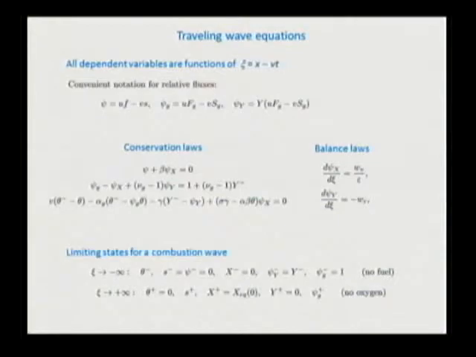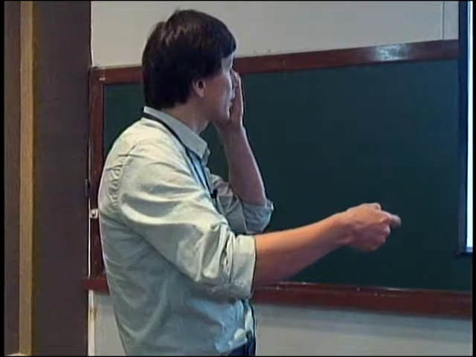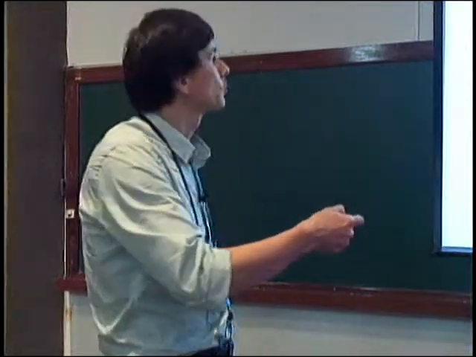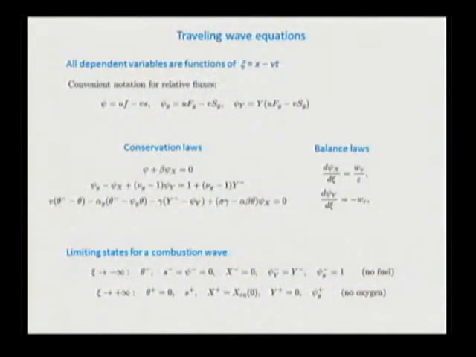you reduce to a system of ordinary differential equations. The conservation laws can be integrated directly, so we have algebraic equations. And the balance laws become 2 ordinary differential equations. So we have 5 equations, 3 algebraic and 2 ordinary differential equations. And since it's a traveling wave, we have 2 limiting states.